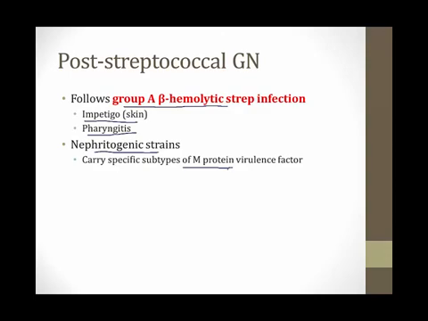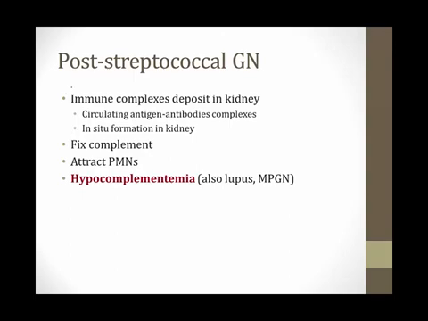Other strep bacterial strains are rheumatogenic, meaning that they carry subtypes of the M protein virulence factor that lead to rheumatic fever instead. The pathophysiology of post-streptococcal glomerulonephritis involves immune complex deposition in the kidneys. There is some evidence that circulating antigen-antibody complexes can reach the glomeruli. There's also evidence of in situ formation of immune complexes in the kidneys. But by whatever mechanism, once those complexes reach the glomeruli, they will fix complement and attract neutrophils, and that leads to inflammation. And glomerular inflammation leads to the nephritic syndrome.